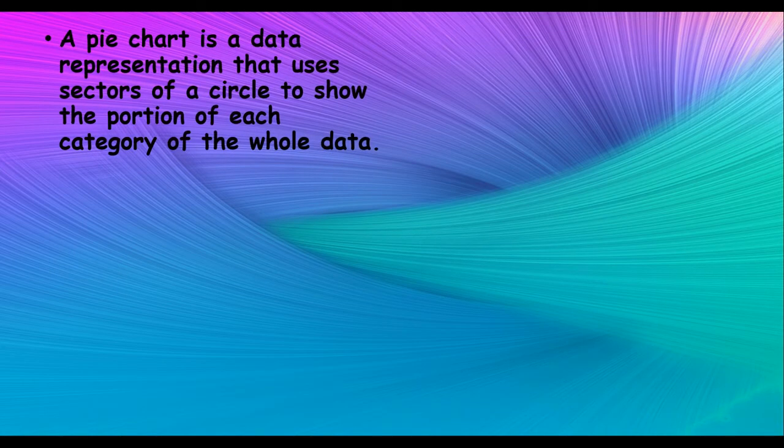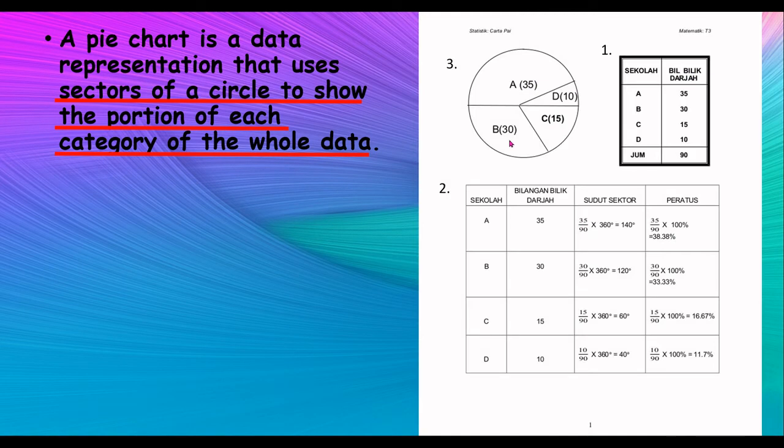The pie chart is a data representation that uses sectors of a circle to show the portion of each category of the whole data. So what is a pie chart? A pie chart is actually a circle, but we chop it into sectors in order to show the portion of each category. Okay, so now this is our pie chart.